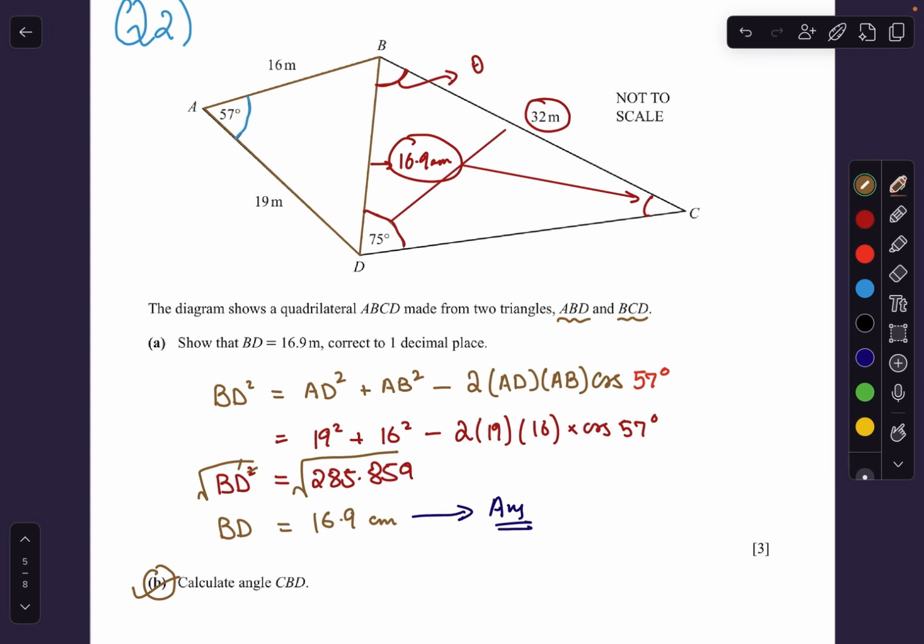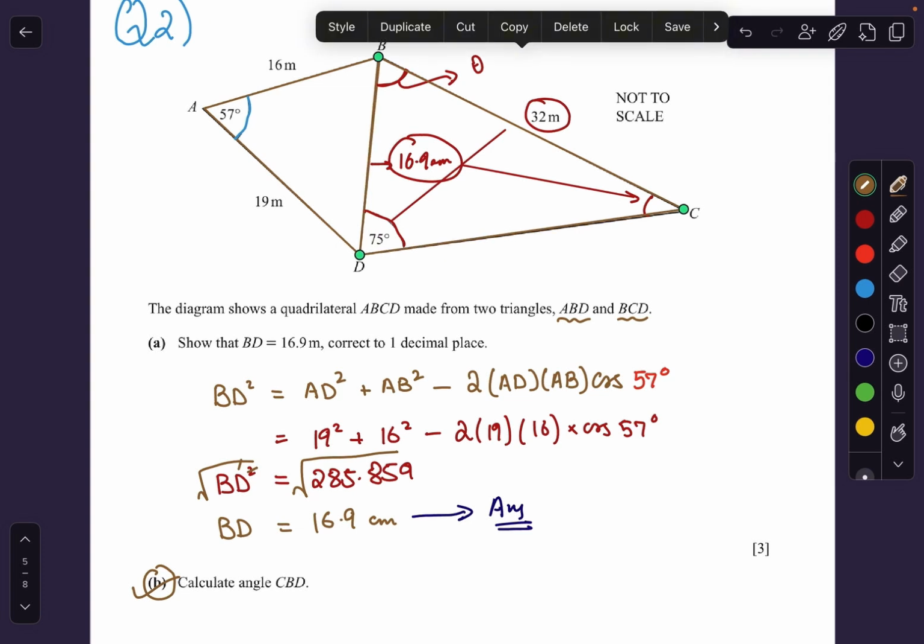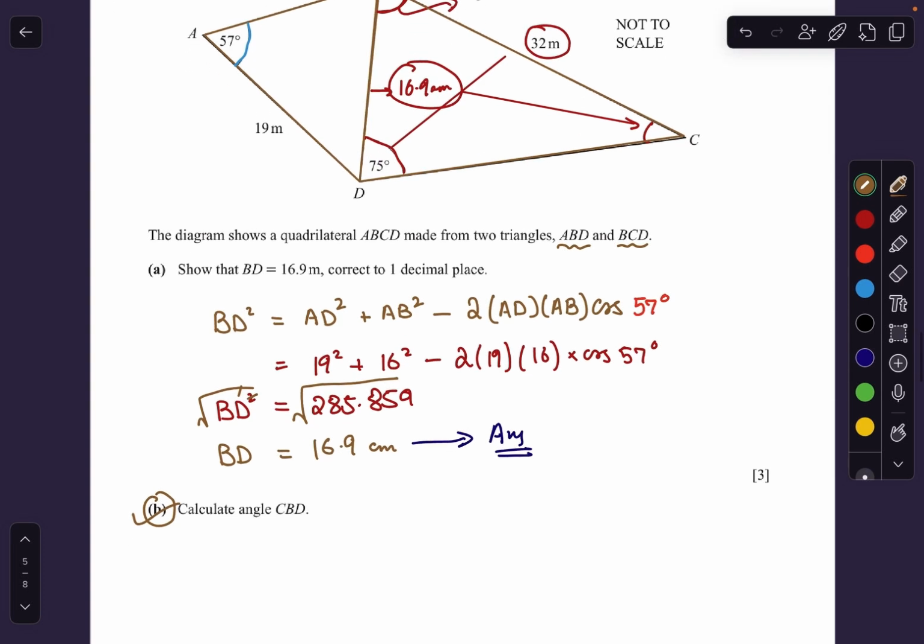Therefore we'll try to get the angle C. After getting the angle C, we know BDC is a triangle. You can just subtract the two angles which we have found already, 75 and the angle C, and we'll get the angle B from that. First of all, we get the angle C.